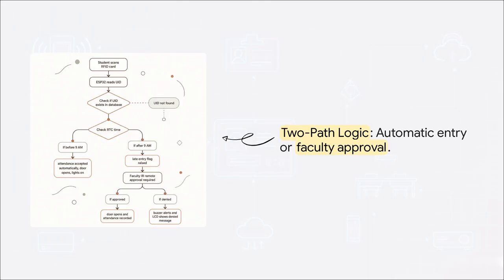Say a student arrives before 9 a.m. Boom, attendance is accepted automatically. The door unlocks, lights turn on, they're marked present. But if they're late, scanning in after 9 a.m., the system flags them immediately. It pauses that automated entry and actually demands a faculty member's approval using an IR remote. If the teacher approves it, the door opens and attendance is locked. If denied, the system throws up an LCD denial message and triggers a buzzer. It completely removes any guesswork or ambiguity from late arrivals.